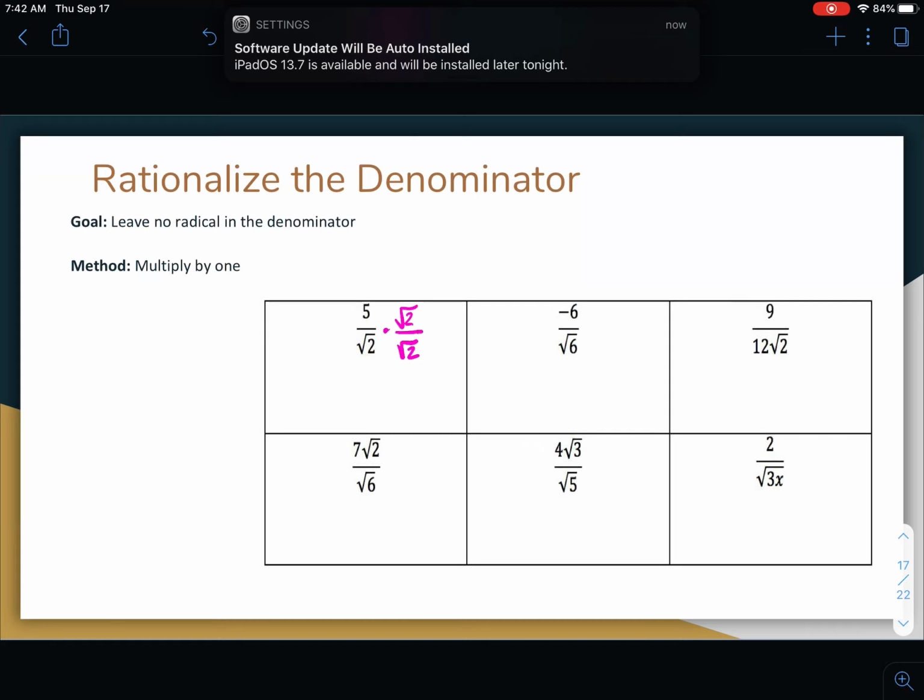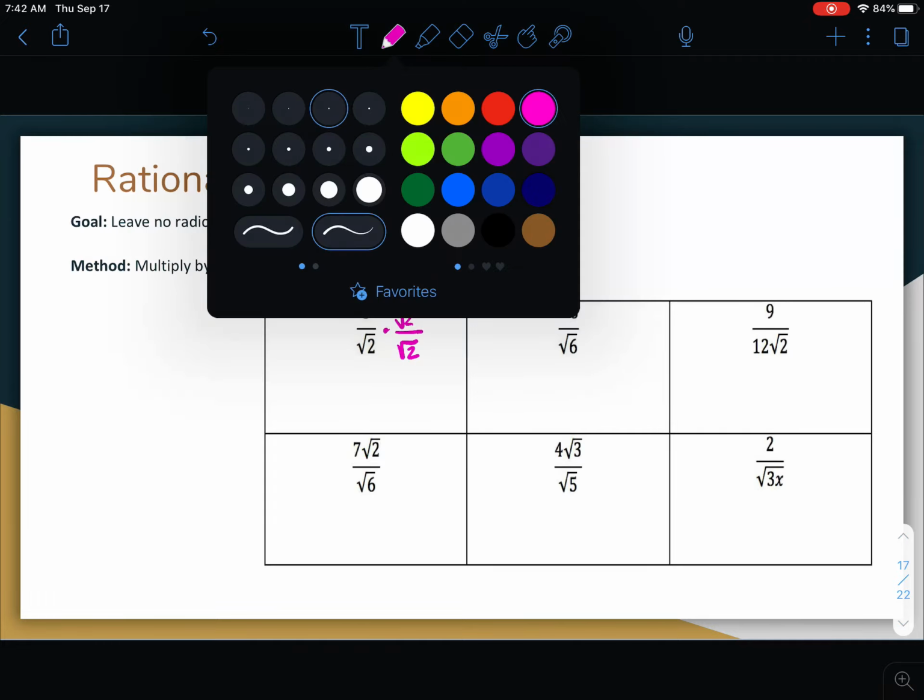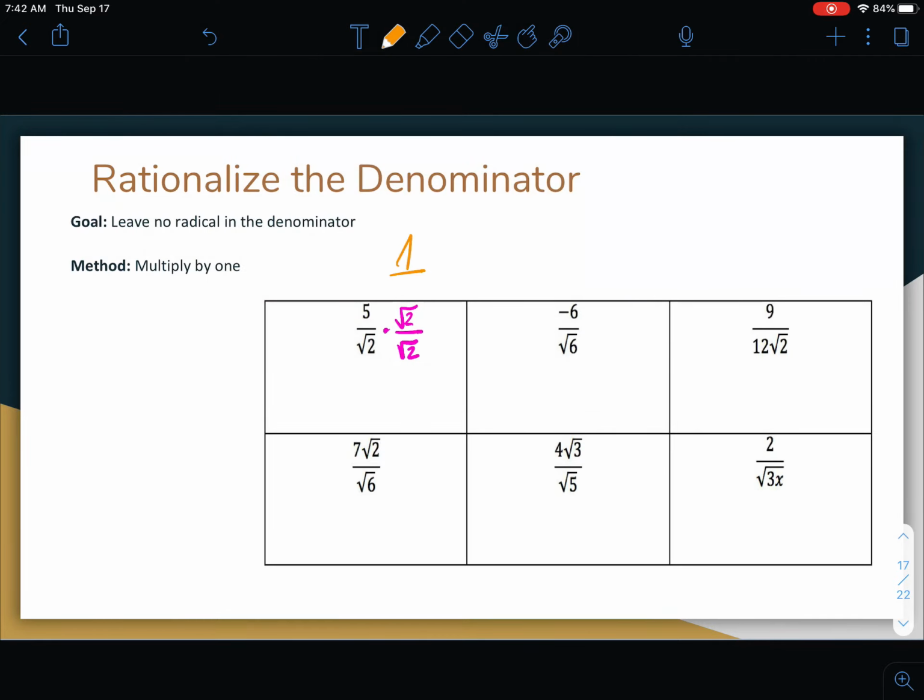So here's what you can do. Radical 2 over itself is 1. So all we've multiplied by is a 1. Okay? So this is a 1, which means we didn't change the value of the number whatsoever. Okay. What is 5 times radical 2? It's 5 radical 2. What's radical 2 times radical 2? That's square root of 4, which is just 2.